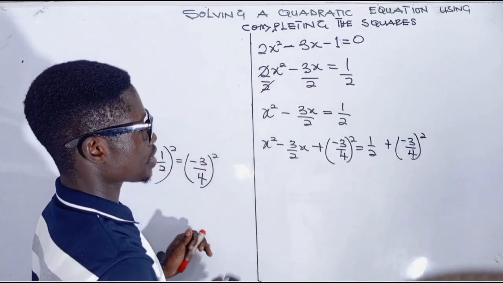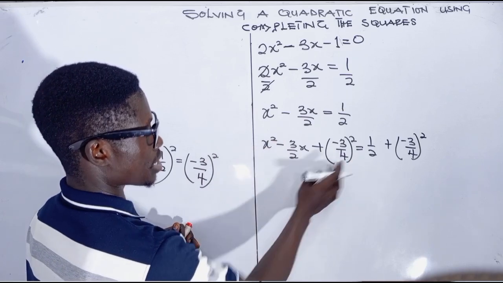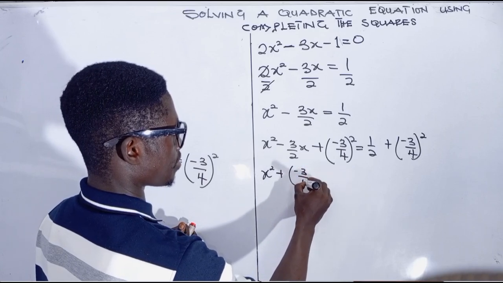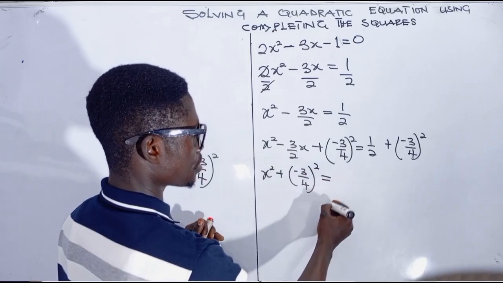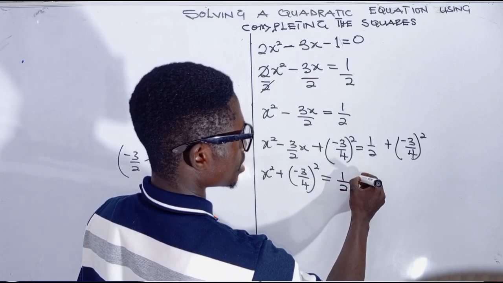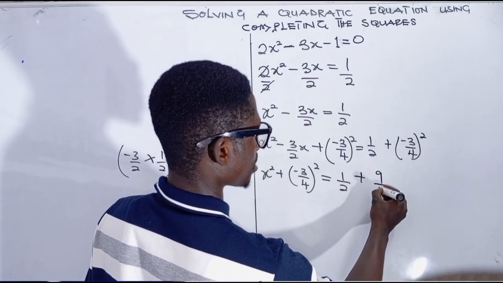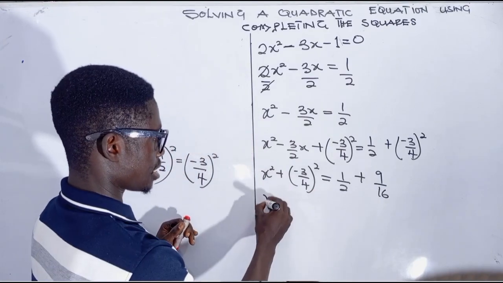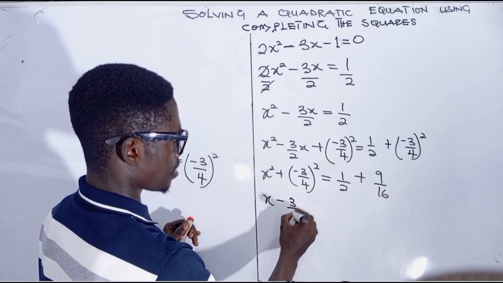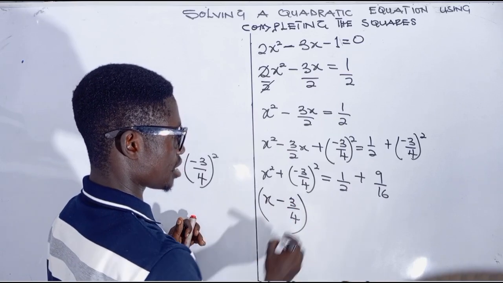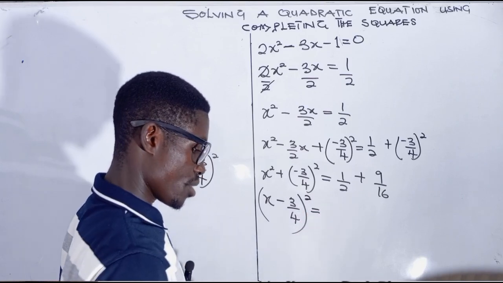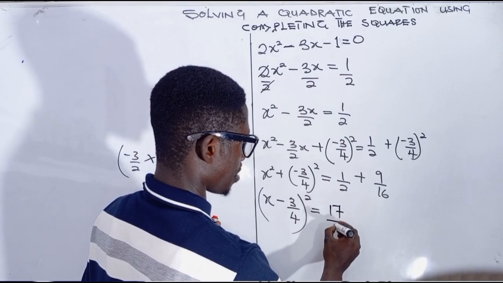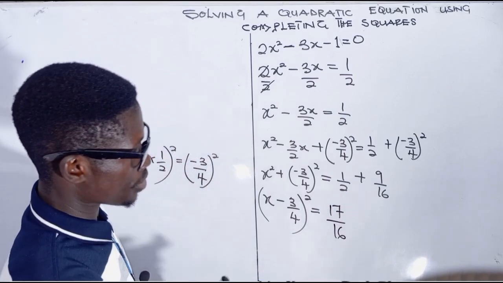Now once we reach this point, let's group the x squared and then this squared together. So we have x squared plus -3 all over 4 all squared is equal to 1 over 2, and then this will give us 9 all over 16. Now with this squared and then this squared, we can write it as x -3 all over 4 and all of this squared. Now when you simplify this using your calculator, you are going to get 17 all over 16.